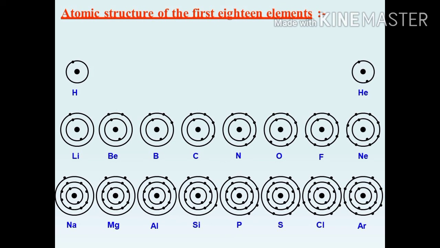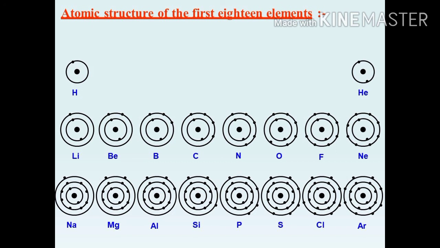Neon. First orbit contains 2 electrons, the second orbit contains 8 electrons. No more electrons can be added in neon because it is already 8. You know the formula: the first shell should contain 2n squared. 2 into 1 squared is equal to 2 electrons. Second orbit, 2 into 2 squared, so 8 electrons. In neon there are 8 electrons, so we can't add one more electron. So it is a stable condition.